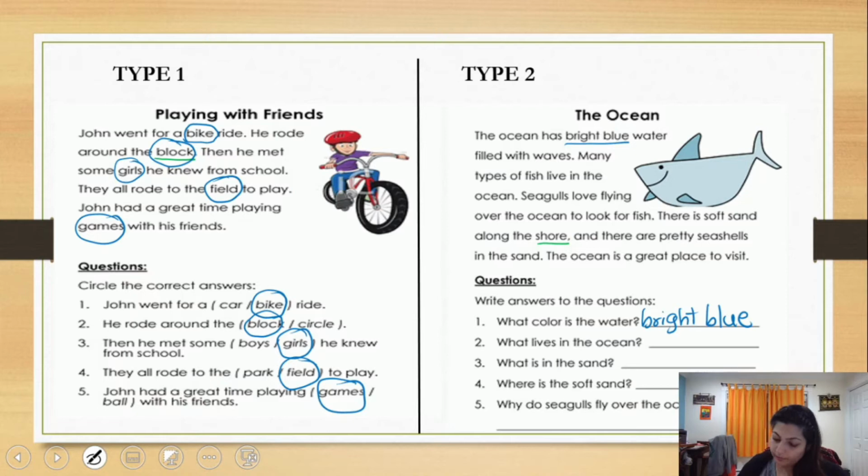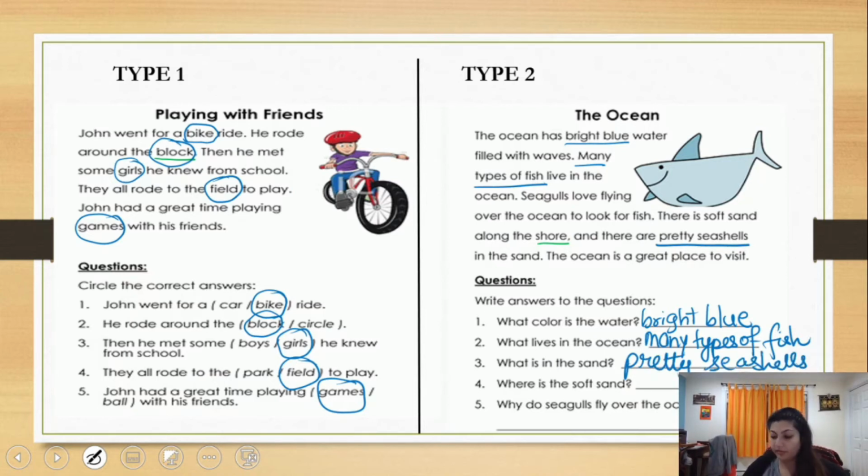What lives in the ocean? Many types of fish. What is in the sand? Let's see. Seagulls love flying over the ocean to look for fish. There is soft sand along the shore and there are pretty seashells. So you write pretty seashells. You see, sometimes they are not in order.